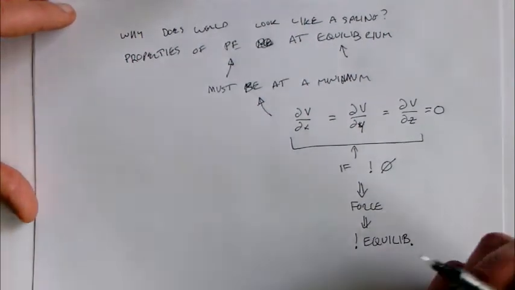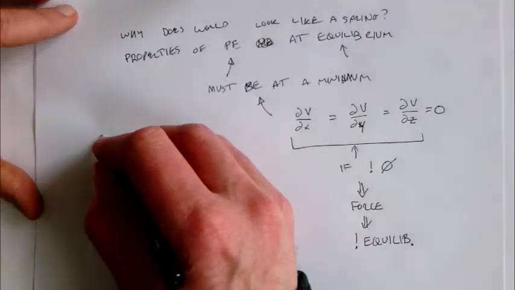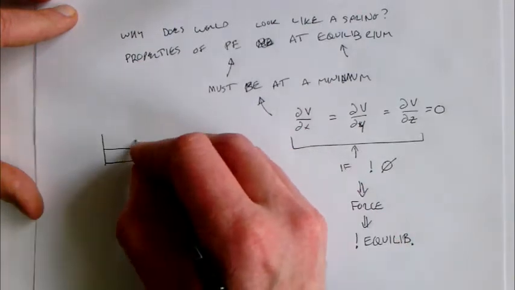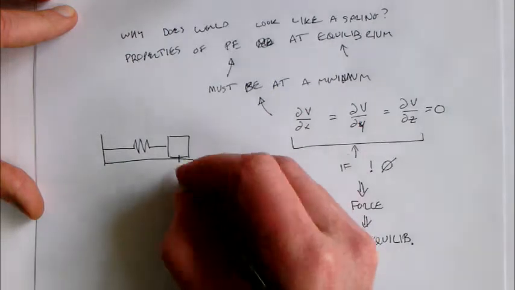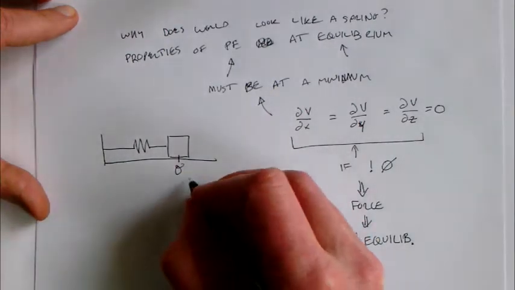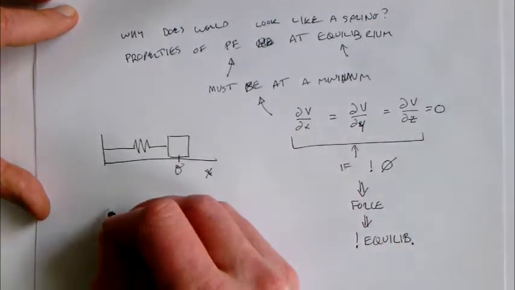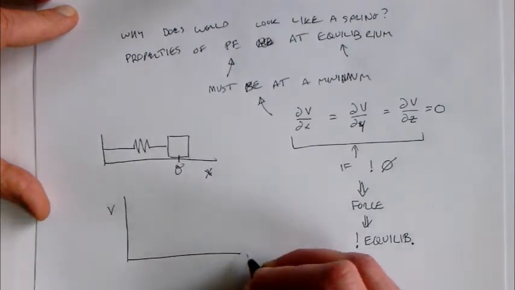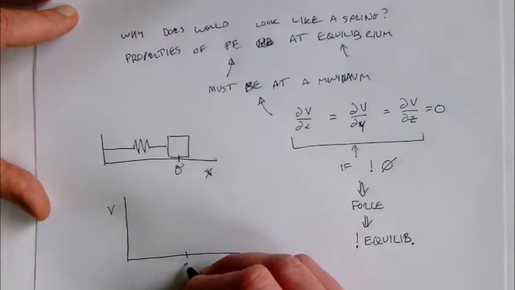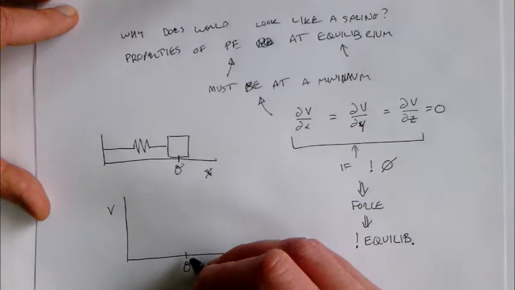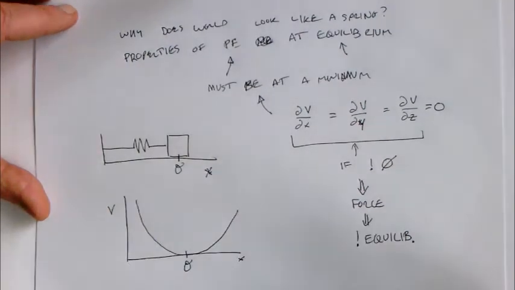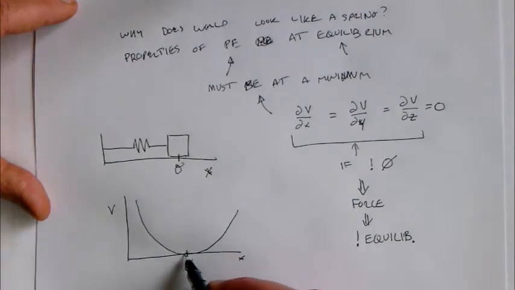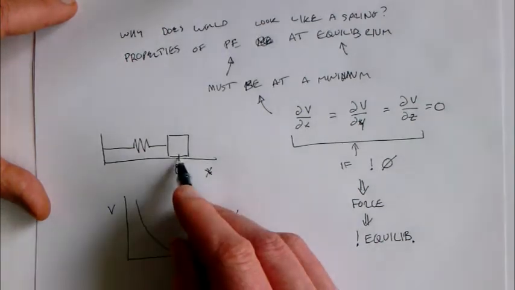So if you think about some common examples of that, we could think about, for example, the mass on a spring, right? If this is my resting point, and I ask the question, what does my potential energy look like as a function of position? Well, my potential energy looks like 1/2 kx squared. It looks like this, and the potential energy is a minimum at that resting point.